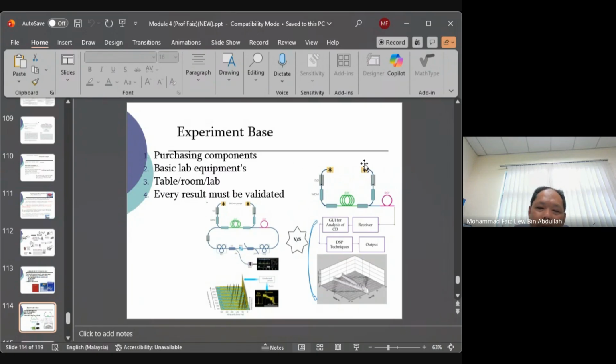So, basic lab equipment, and then of course you must make sure you have a table or room in your lab where you want to set up your experiment. When you set up, make sure that nobody can move around your work. Last time when I was in the UK, we had a big lab. Each of us had one corner given by Warwick University, so we could set up our own equipment there. And make sure every result is validated.